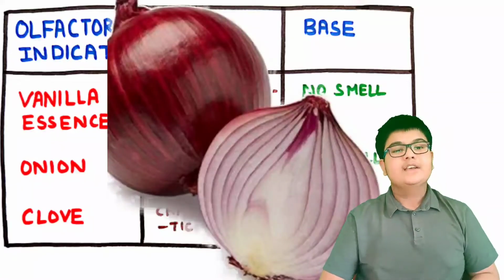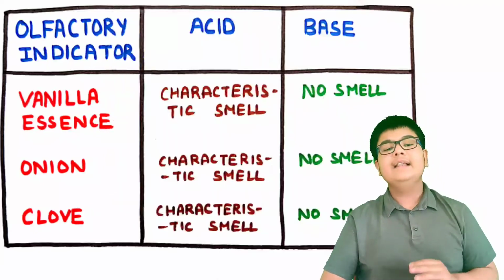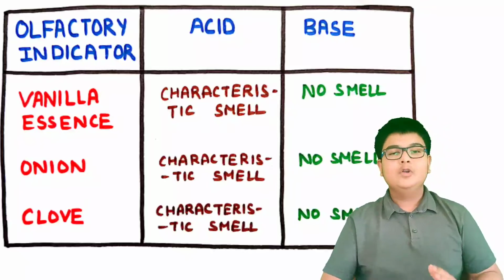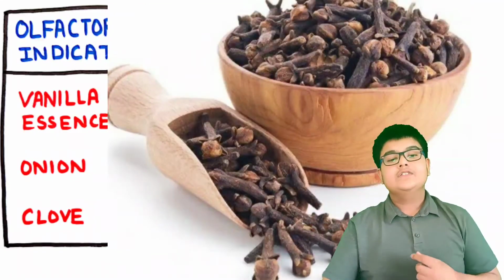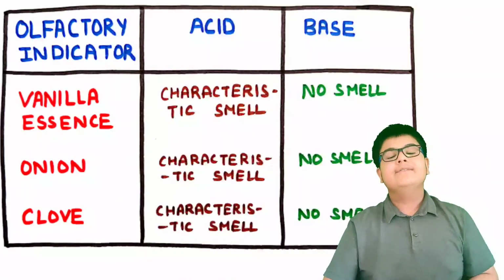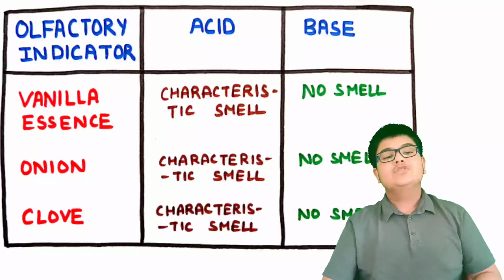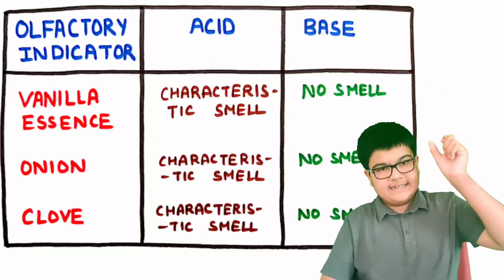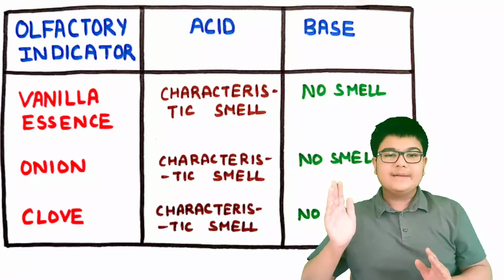Second is onion. This too in acidic medium retains its characteristic smell, but in basic medium, it loses its smell. And third is clove. In acidic medium, clove retains its characteristic smell, while in basic medium, this also loses its smell. So all these olfactory indicators in acidic medium have the characteristic smell, and in basic medium they have no smell.